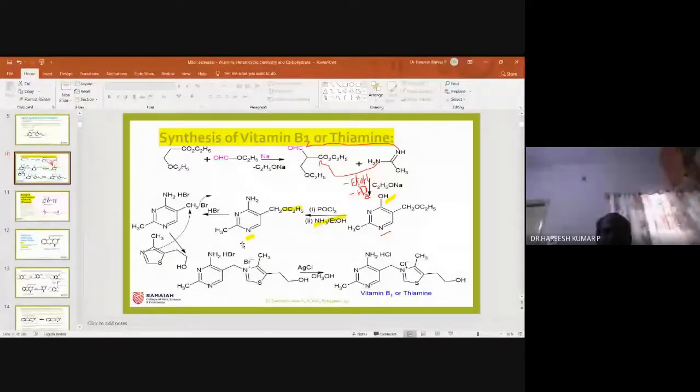Then when this is treated with HBr, there will be a cleavage of the ether group forming a halide. That halide is treated with the thiazole derivative, and a bromide salt is obtained. That bromide salt is converted into the chloride salt when it is treated with silver halide. So this is about the synthesis of vitamin B1. Be able to give the synthesis of vitamin B1.